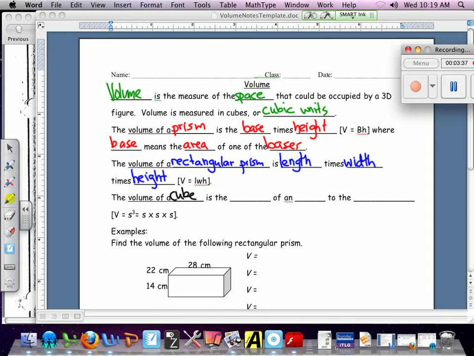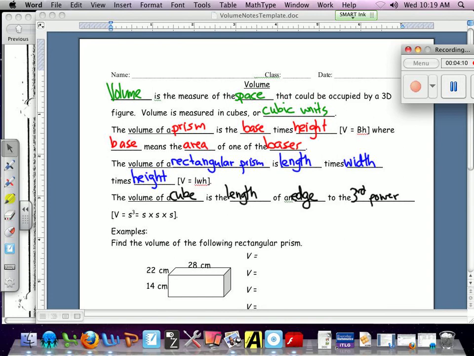And I believe it's on your formula sheet. So the volume of a cube is the length of an edge. And for some reason, they abbreviated with an S. I don't know why they don't abbreviate with an E for edge. But on your formula sheet, it would be an S. Length of an edge to the 3rd power. So that number times itself, and then times itself a 3rd time. So you ready to try some examples?